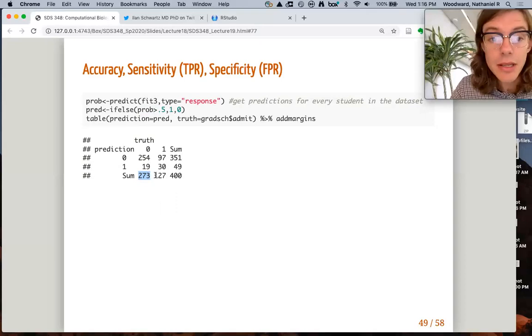So out of everybody who actually got into grad school, what proportion did the model predict? And again, we're using some variables that are pretty predictive, right? We're using GPA and the rank of the undergrad institution and GRE score. But even using those, the model is only predicting that 30 people would get in, but in fact 127 people got in. So that's your true positive rate, 30 out of 127. And that sucks, right? That's really bad. That's less than a quarter.